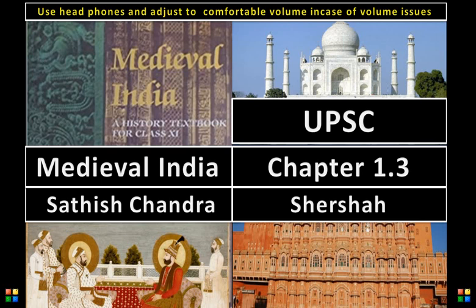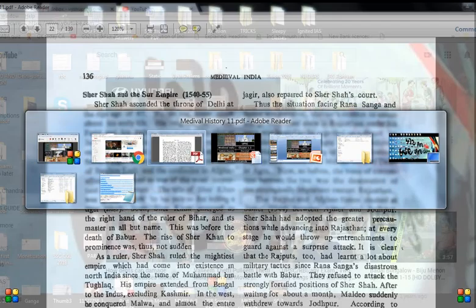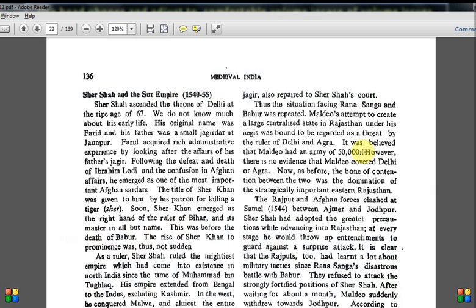You have to know certain things about him, which are factual also, and can be part of our prelims, because he has done a lot of social and economic reforms. So we'll see in the actual PDF. Sher Shah and the Sur Empire.